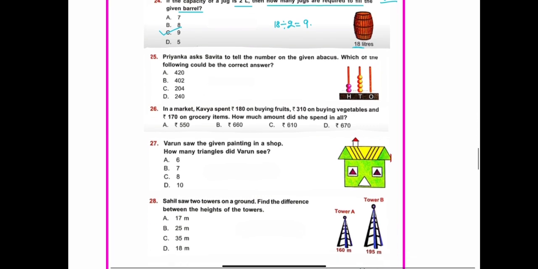Question 24. If the capacity of a jug is 2 liters, then how many jugs are required to fill the given barrel? So this requires 18 liters to fill, and we have a jug of capacity 2 liters. So if we divide it by 2, or simply for kids we write it in this way, we'll get 9. Okay, so 9 jugs are required to fill the given barrel.